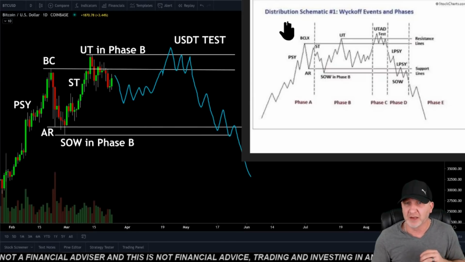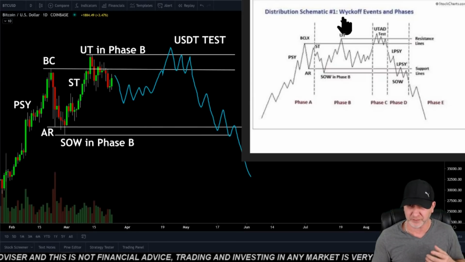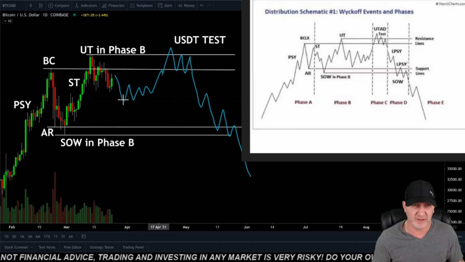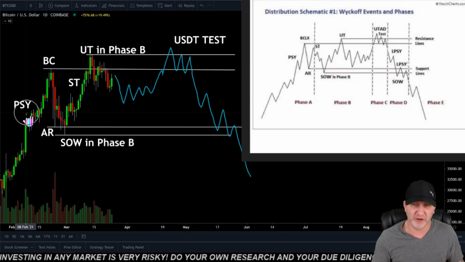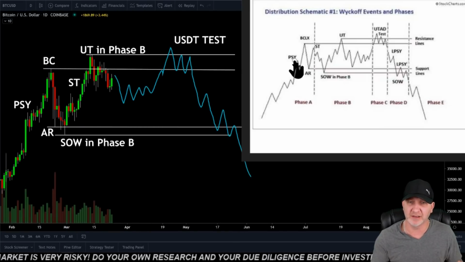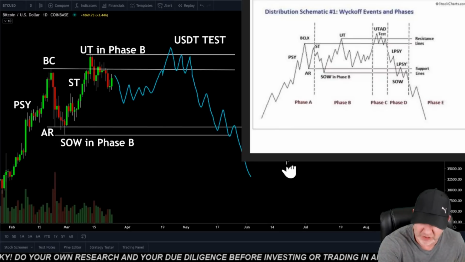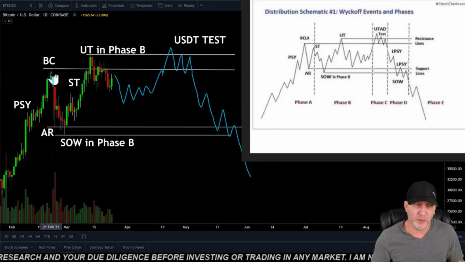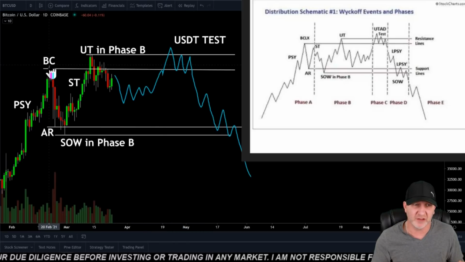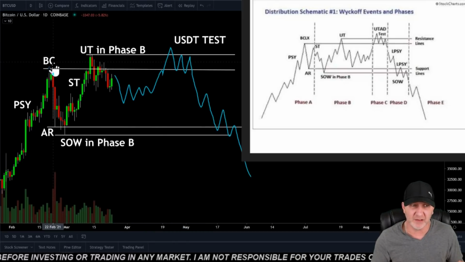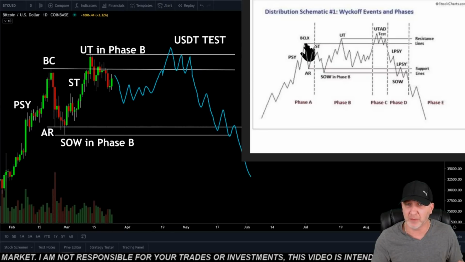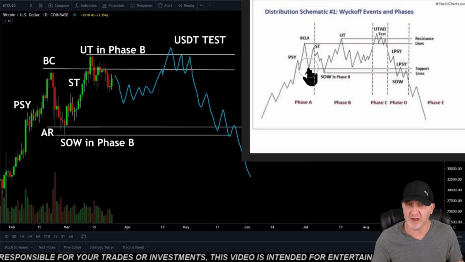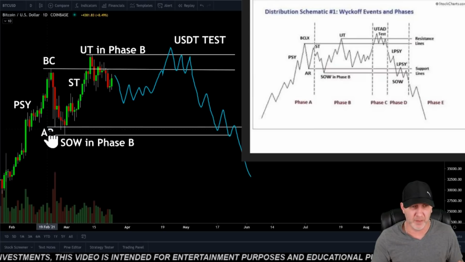So let's look at the distribution schematic for Wyckoff distribution. This is the number one schematic. Now, if we look at where we're at now, as you can see, the first point right over here is our preliminary supply. So we've hit that here. We came up, we made this trend line across here, and this is the buying climax where everybody started selling off. And then right here at this point, that was our buying climax. And then right here is we got our bounce. Everybody started buying back here, and that's the automatic reaction.